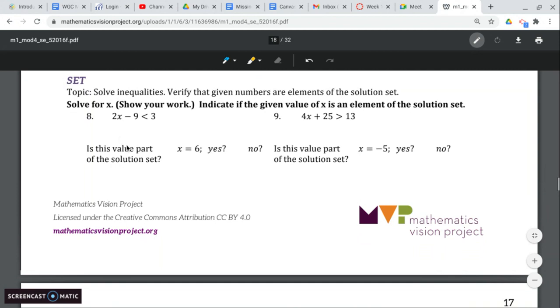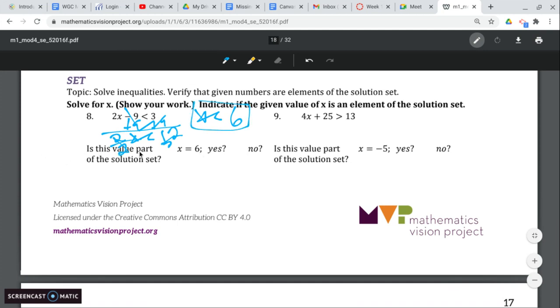So we are looking at number 8 here. So we have 2x minus 9 is less than 3. So we're going to start by adding 9. So now we have 2x is less than 3 plus 9 is 12. Now we divide by 2. So we have x is less than 12 divided by 2 is 6. So there's our solution.